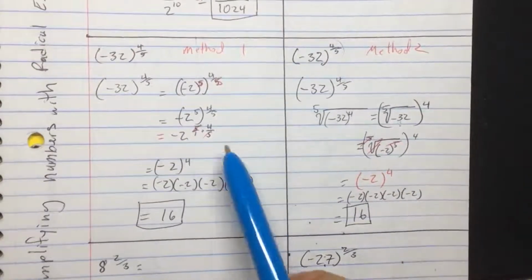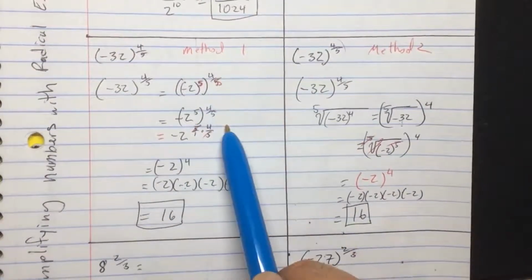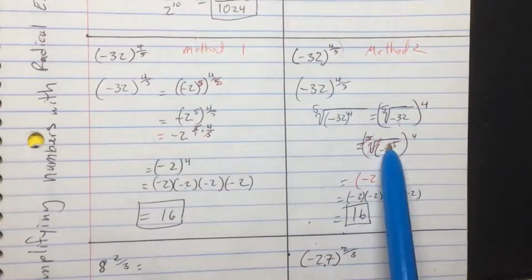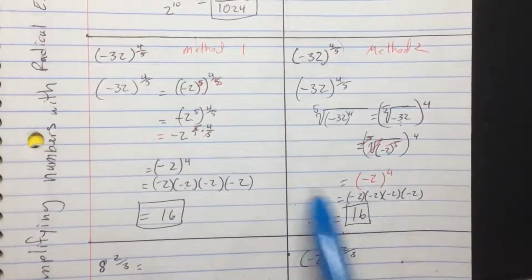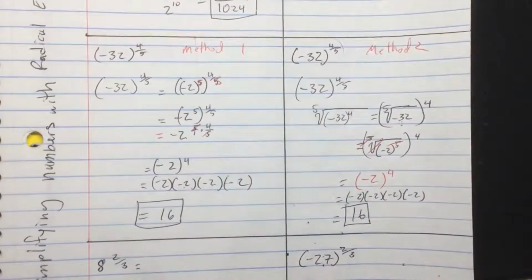So once again, there are 2 different methods you can use. You can use the exponential form or the radical form. And either way you simplify, it's all going to be the same answer. It's just, once again, whatever you feel comfortable with doing.